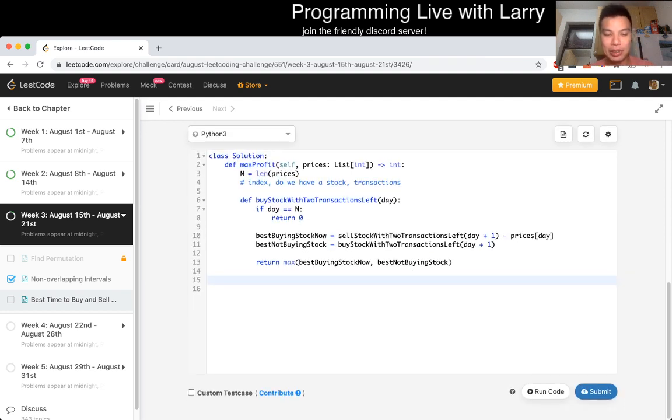So okay, now we have to write out the other function, obviously. So now we want to do the definition of sell. This is already done. And then now we go to sell. We want to implement this function of a given day, right?